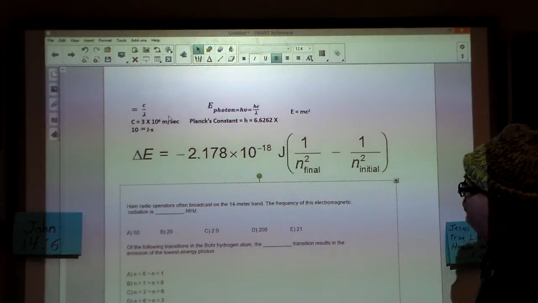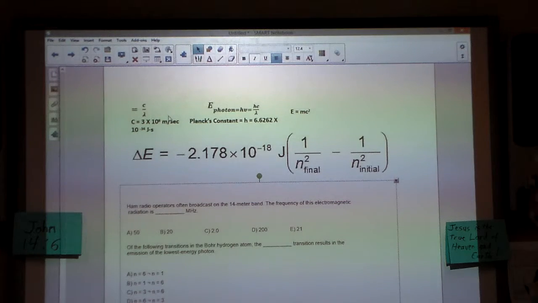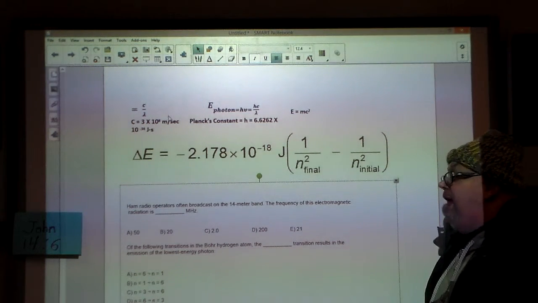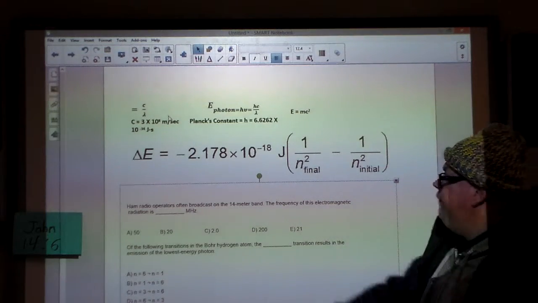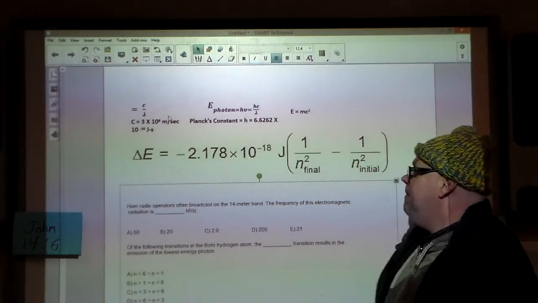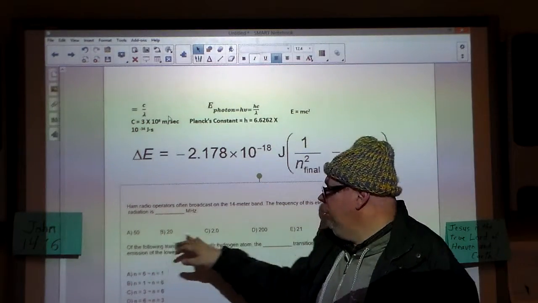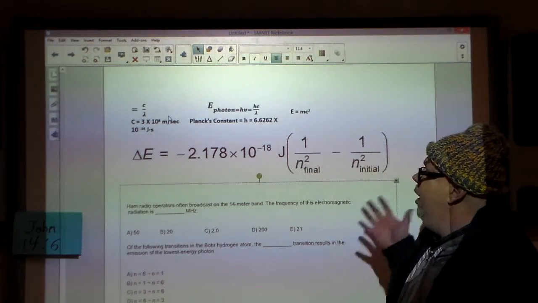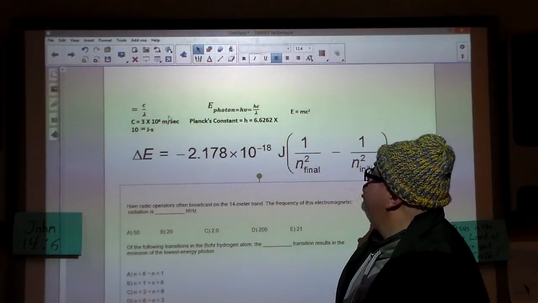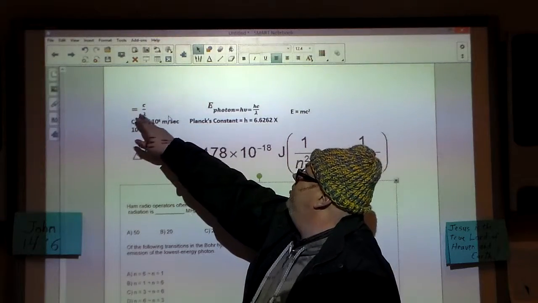Ham radio operators often broadcast on the 14-meter band. The frequency of this electromagnetic radiation is blank megahertz. Well, the first thing you may notice is mega meaning million. So you know it's going to be a big number. So you have to go look through here and you'd say, okay, I have no idea where we're going with this. Well, yeah, you do, because you have a formula here.